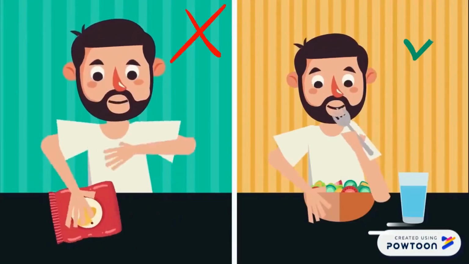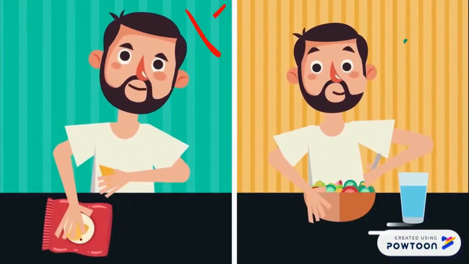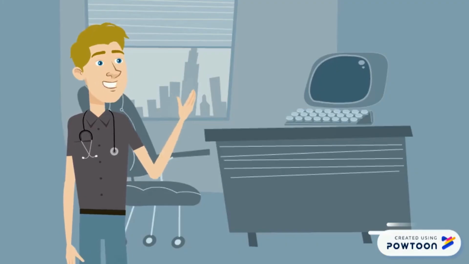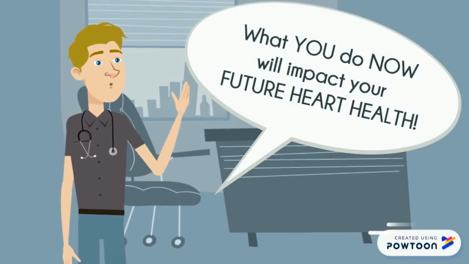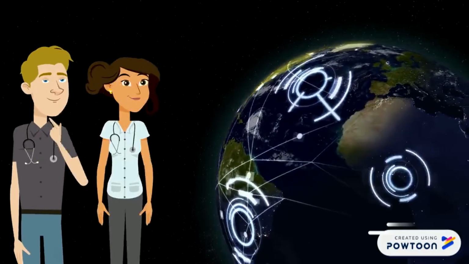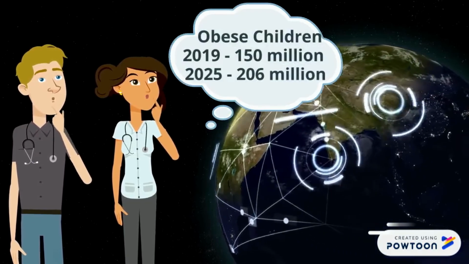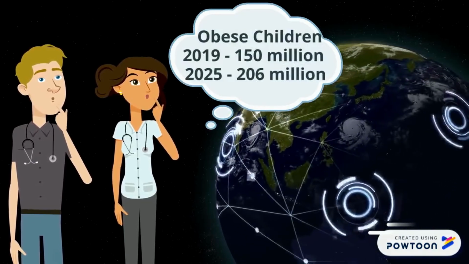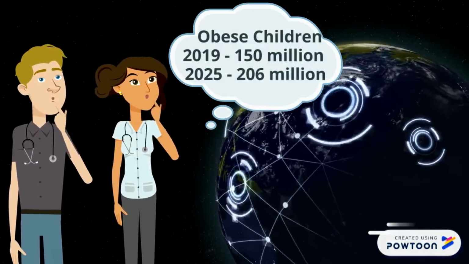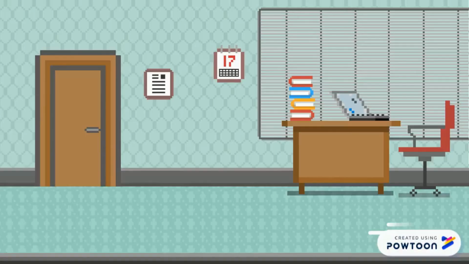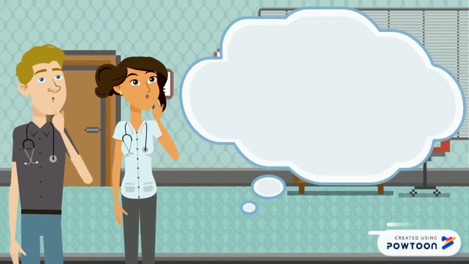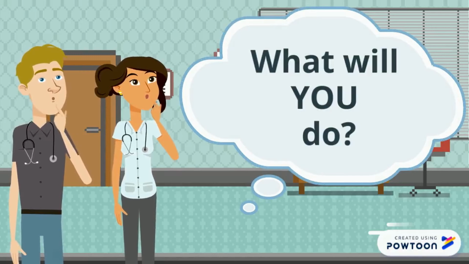The choices you make every day will have long-term consequences. It is important to realize that what you do now will impact your future heart health. As of 2019, it is estimated that over 150 million children in the world are obese, and that this number will increase to 206 million by 2025. So how will you choose to live your life after knowing the risks of developing a heart attack due to obesity?